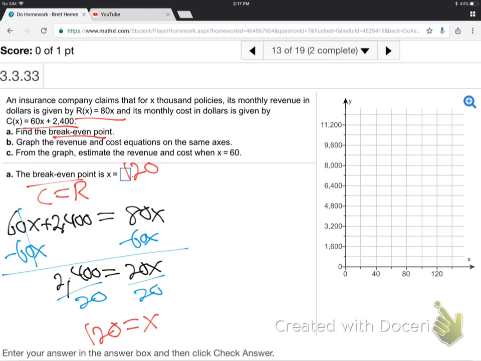So that's part A. Part B, graph the revenue and cost equations on the same axis, this axis.